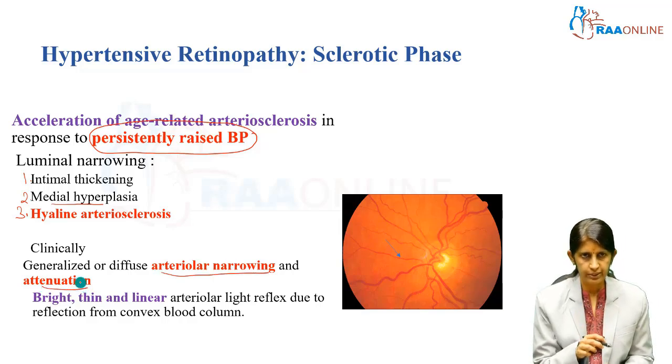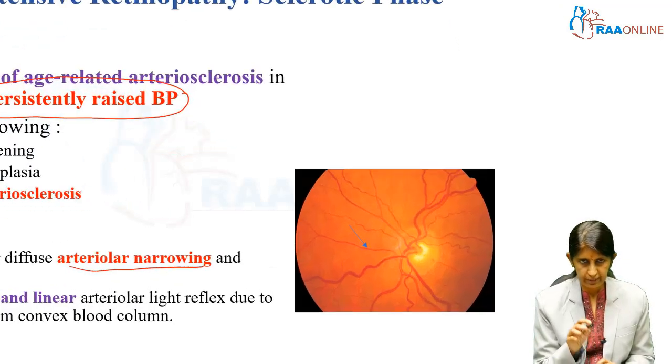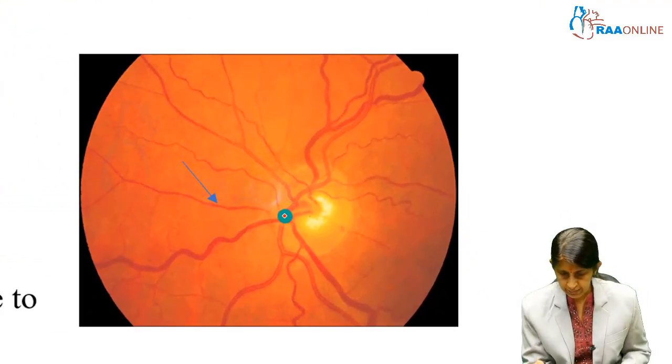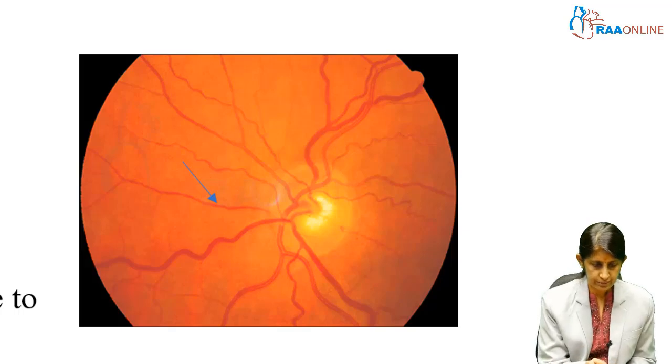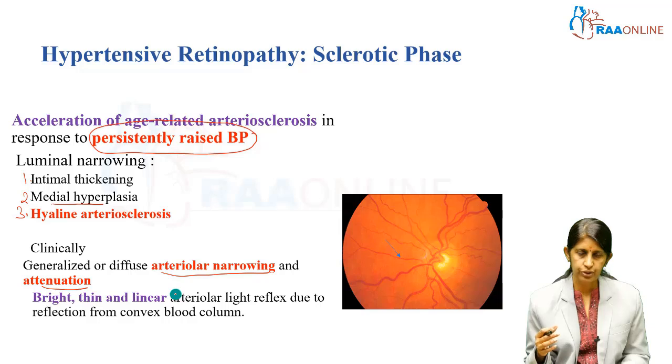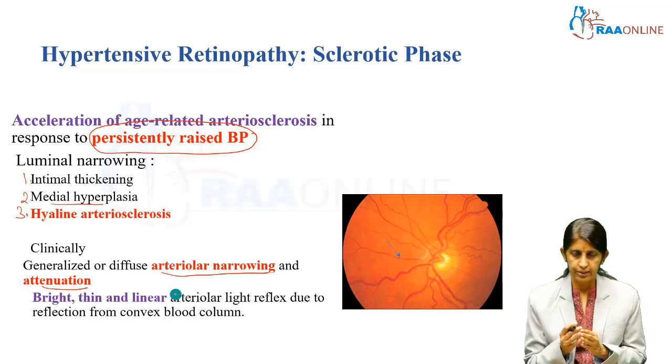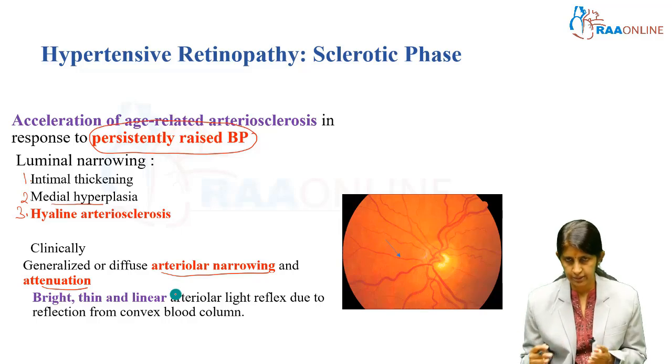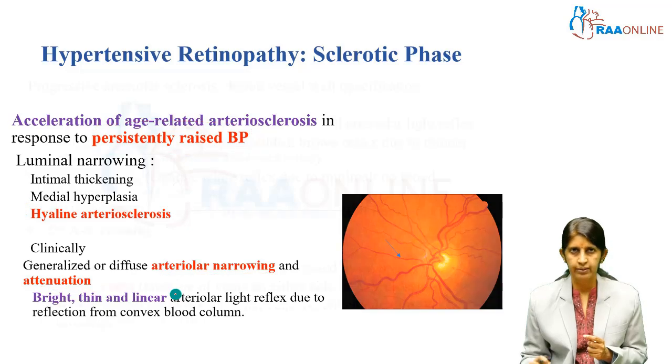But one more point that we need to look for is the blood vessel. This is the vein, the tortuous vein that you are seeing, and this is the very thinned out artery. This artery will be bright, thin and linear with an arteriolar light reflex due to reflection from the convex blood column. Every artery will have a light reflex because of reflection of the light from the convex blood column, but here it will be exaggerated. In hypertension, because of the arterial narrowing, the light reflex appears exaggerated.